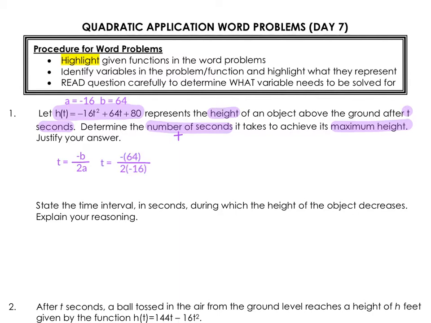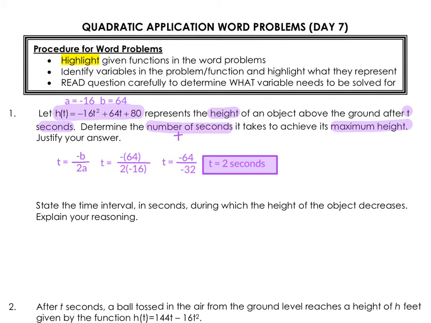So I have negative 64 over 2 times negative 16. Depending on which calculator you're using, you can put this right into your calculator, or you can clean up top, clean up bottom. This becomes negative 64 over negative 32. When we divide, we get 2. So t equals 2 seconds, and 2 seconds is my answer.